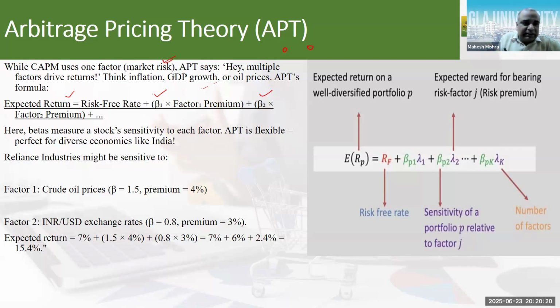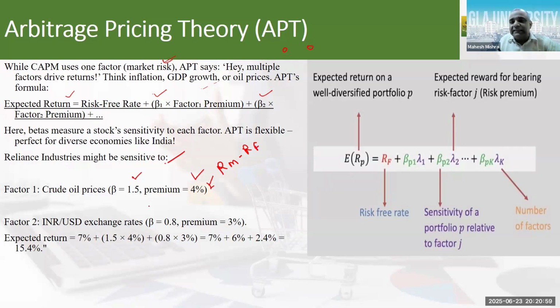Okay, so suppose the system says that for Reliance Industries, the first factor discussed is crude oil prices. Crude oil prices is the first factor as per APT theory we are considering. So the market premium is 4%. You know the market premium, sir, very easy: RM minus RF. That is 4%, given.